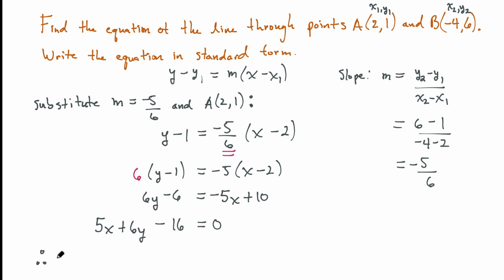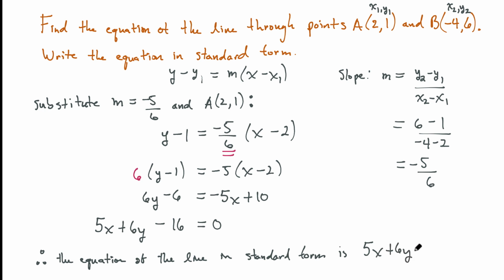And we can write a therefore statement. Therefore, the equation of the line in standard form is 5x plus 6y minus 16 is equal to 0.